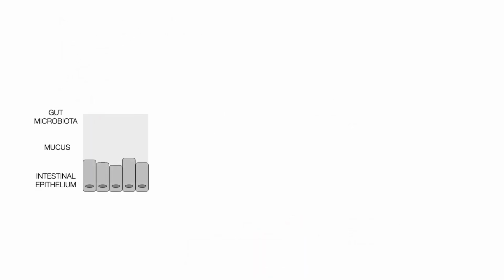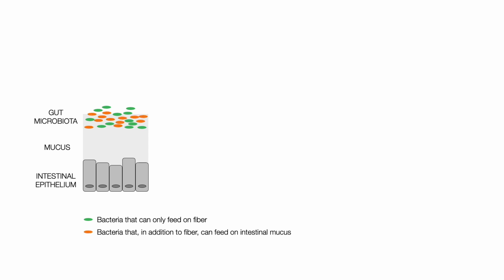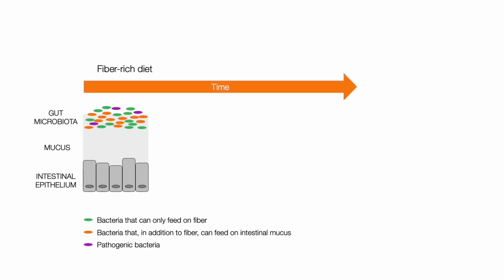In the intestinal microbiota, there are different types of bacteria. Bacteria that can only feed on fiber in green color. Bacteria that in addition to fiber can feed on the oligosaccharides that form intestinal mucus in orange, and some pathogenic bacteria in violet. If we consume a diet rich in fiber for a long period of time, all the bacteria have food, so they all grow healthily and multiply, which maintains the diversity of the microbiota.